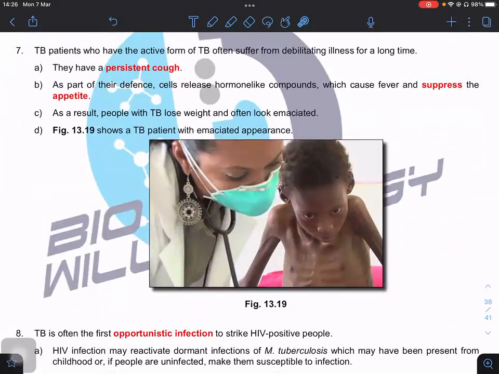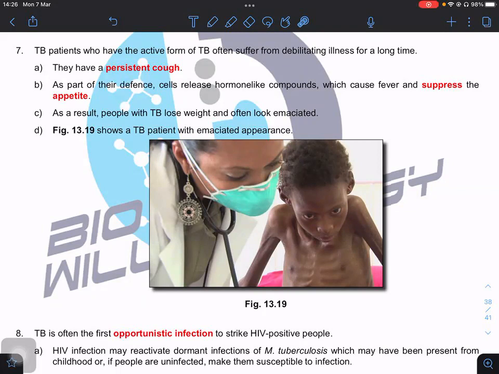So TB patients who have the active form of TB suffer from this illness for a long time. It won't be 1 or 2 days. This is very long term. The treatment itself takes about 9 months to 1 year. It's not like a normal cough, where you take medication for 2 weeks, or a running nose, something you take about 2 weeks for. Okay, no, this is the whole year.